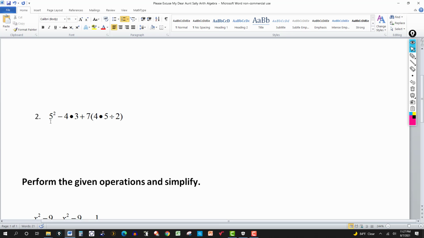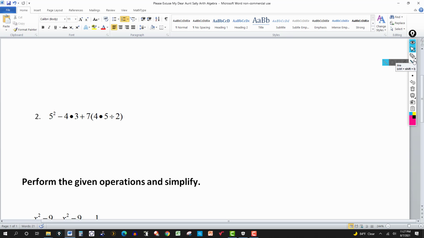Same thing. We have 5 squared minus 4 times 3 plus 7, and then inside the parentheses, we have 4 times 5 divided by 2. So again, the acronym is PEMDAS. P for parentheses comes first. And then you have exponents, and then any multiplications or divisions in the order that they come from left to right. And then the last thing you do is addition and subtraction.